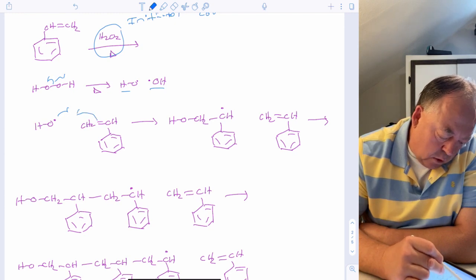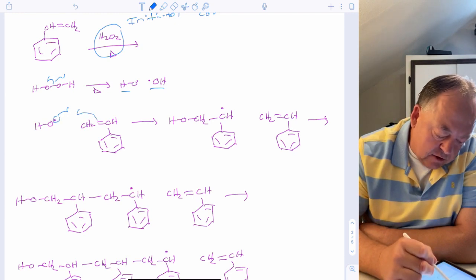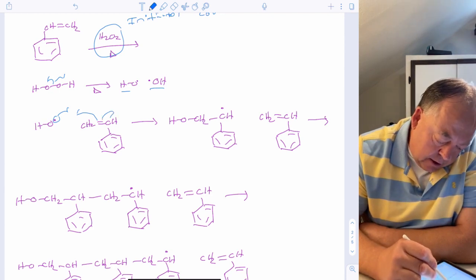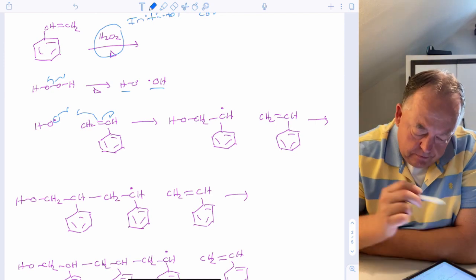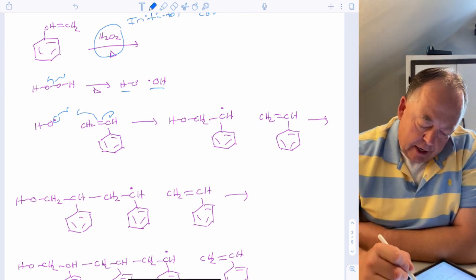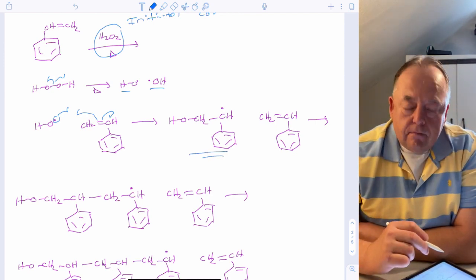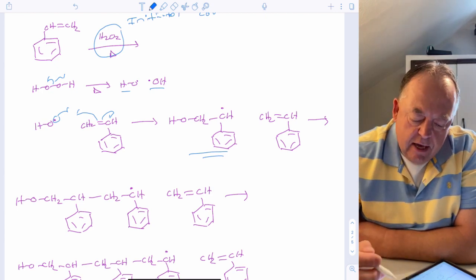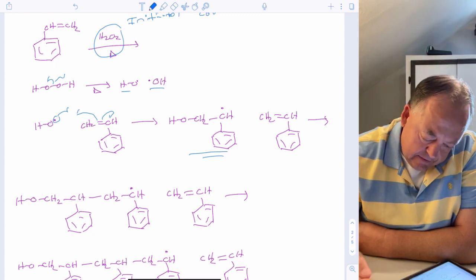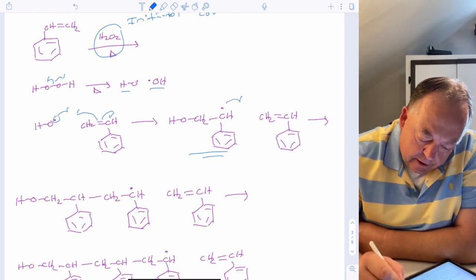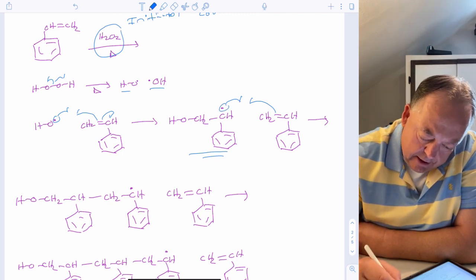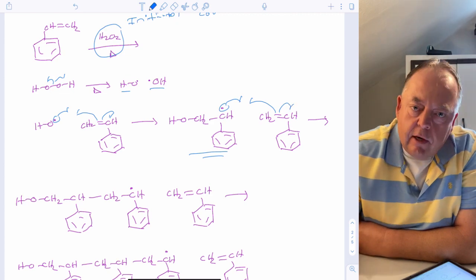So we're going to take one electron from the double bond to make a bond from oxygen and carbon, and then the other electron is going to stay behind on carbon. And so now you have an alkyl radical, and if you don't give it anything to react with, then it will react with itself. So this is going to react with another alkene. We'll take that one electron, take one electron in the pi bond, make a bond from carbon to carbon, and then the other electron stays behind on carbon.